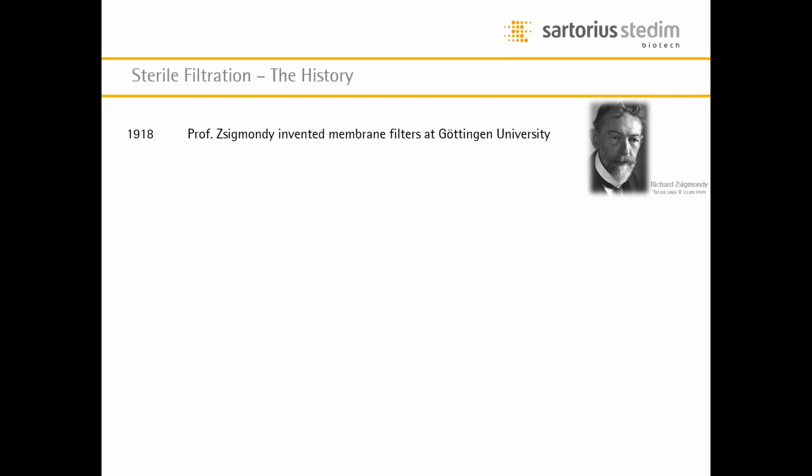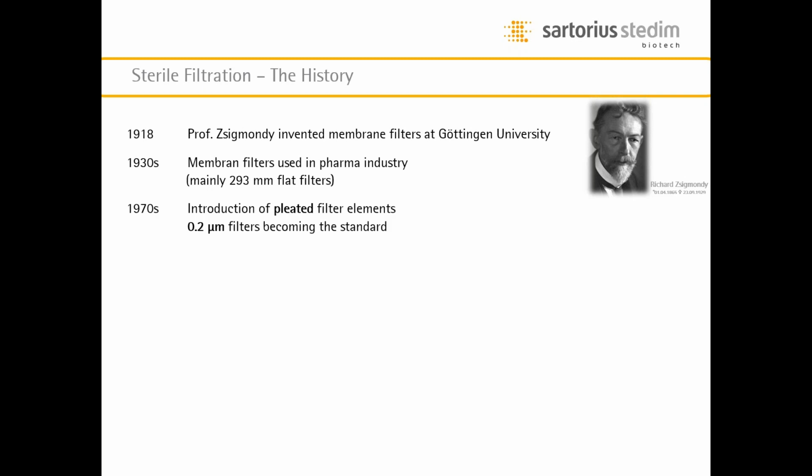Why is this starting point so important? As you know, I'm from the Sartorius company, and at that time, at the beginning of the last century, Professor Zsigmondy worked together with our company founder, Florence Sartorius, founding the first company selling membrane filters into the market. It took a couple of years, and starting in the 1930s, membrane filters were first used in the pharmaceutical industry. But at that time not in the cartridge and capsule formats we all know, but mainly flat filters of large diameter, for example 293 millimeter flat disc filters.